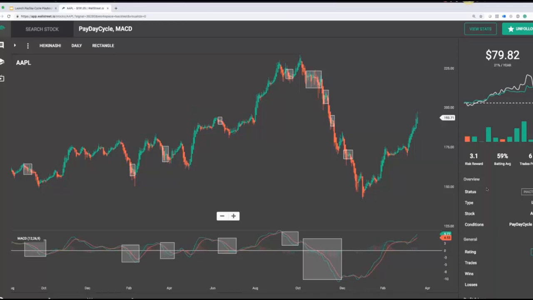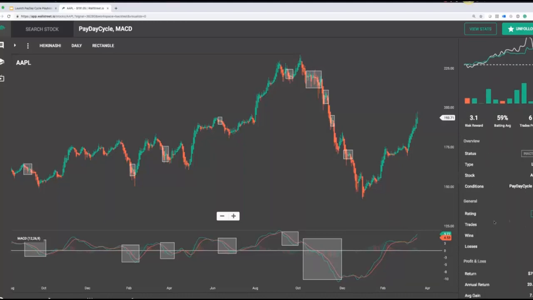One of the major things you can see is that it improved our batting average from 53% up to 59%. It also made our risk reward go from 1.9 up to 3.1. The other big thing it did is it changed our trades per year from over 30 trades per year to just 6 trades per year. What that means overall is that you'll be taking fewer trades, but the trades that you will be taking will have a much better chance of success and overall a much greater risk reward.